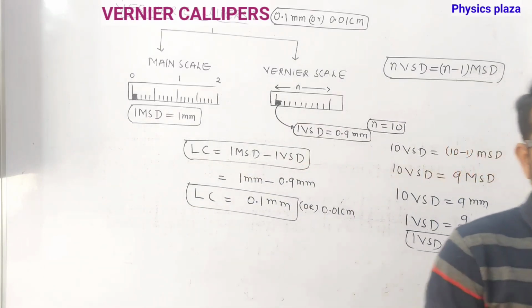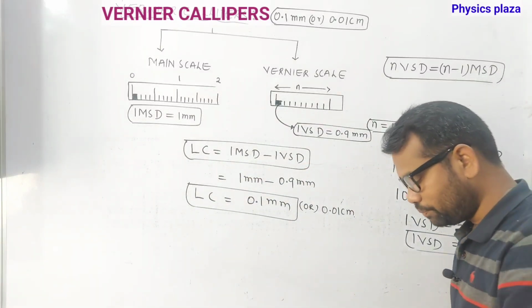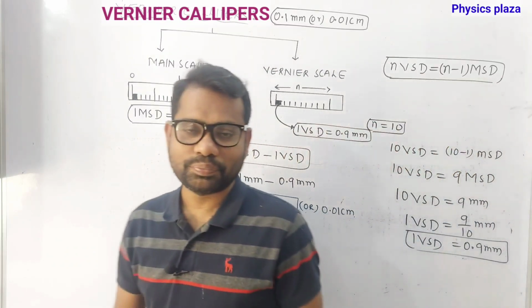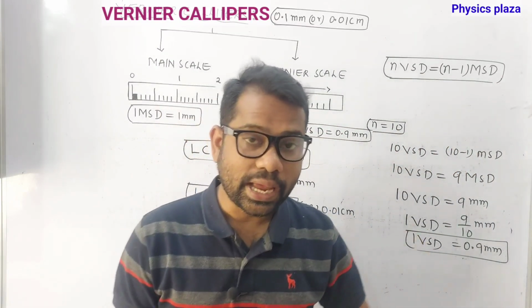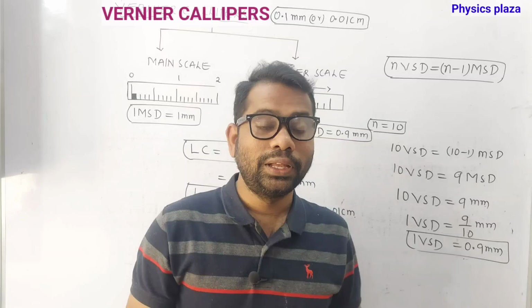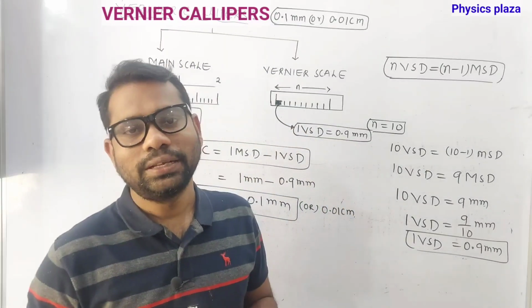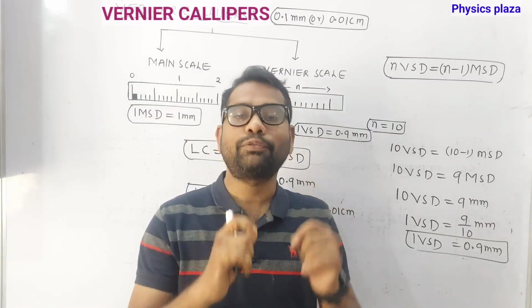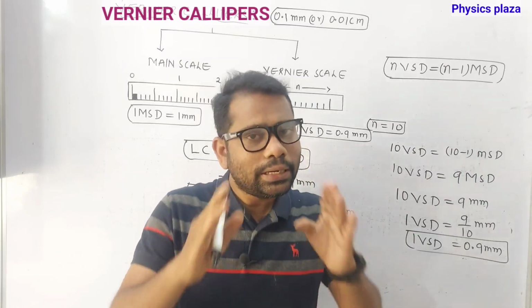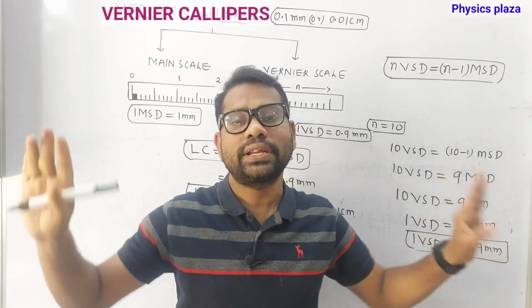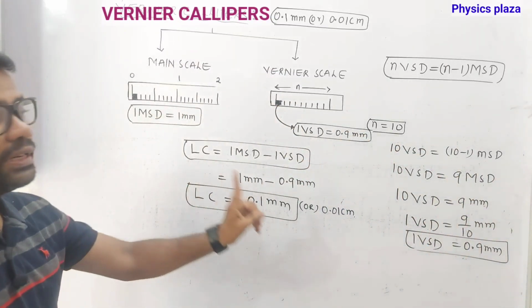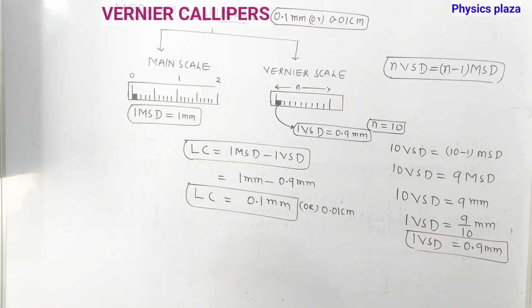Children, here you may get a doubt. Sir, suppose in the exam a Vernier calipers is given in which the Vernier scale has 20 divisions. Then how to calculate? Children, for that we have one general formula to calculate the least count of any given Vernier calipers. Just copy this, we will discuss that. Come on, copy it. 3, 2, 1. Done?